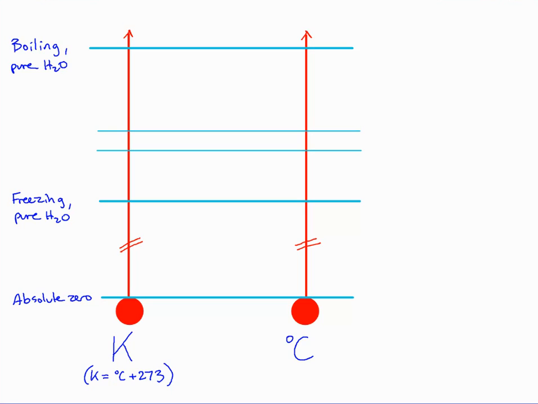So on the Celsius scale, this line right here is the freezing point of pure water. On the Celsius scale, we know that the freezing point of pure water is 0 degrees Celsius. And we also know the boiling point of pure water is 100 degrees Celsius.